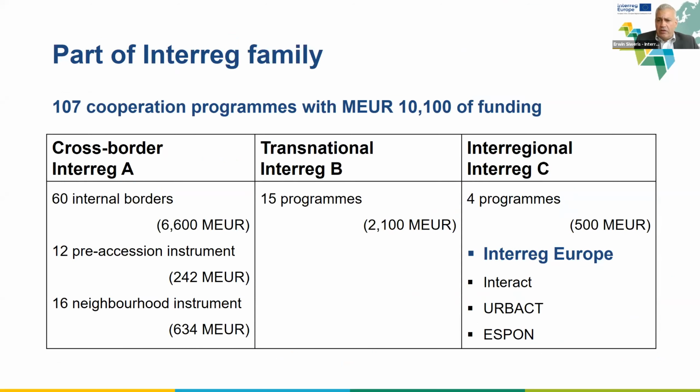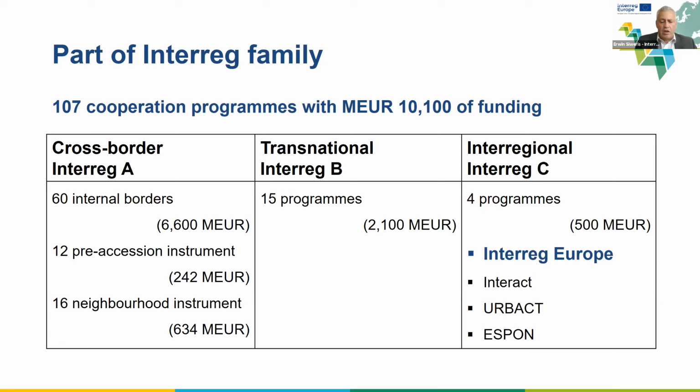Just a few words on the Interreg family. Interreg is a family which has mainly 3 pillars. The cross-border pillar, you see here the figures, which is the largest with the most programs dealing with cross-border problems. So we have here 60 internal borders and more or less also the same number of Interreg programs for dealing with the cross-border. We have 10 transnational programs, the second pillar. About 2.1 billion euros go into these transnational programs.